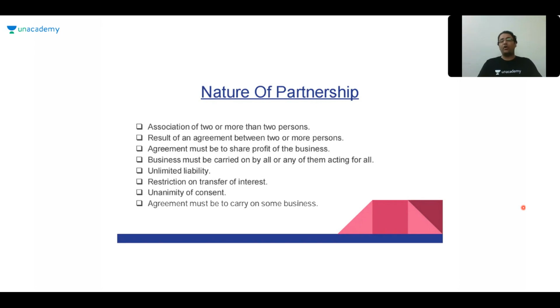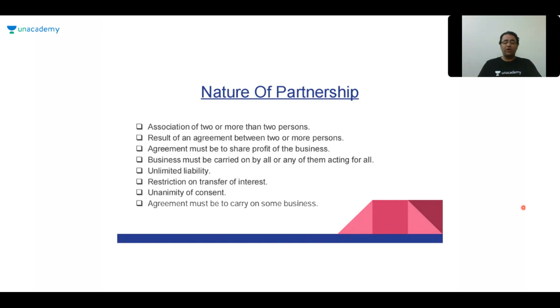Business must be carried on by one or all of them. So let's assume there are two or three partners in a firm. Either all three of them can be actively involved in the partnership business, or one of them can carry on the business on behalf of all of them. This again has to be authorized by the other partners or the partnership deed, through which one person can carry on the business on behalf of everyone else.